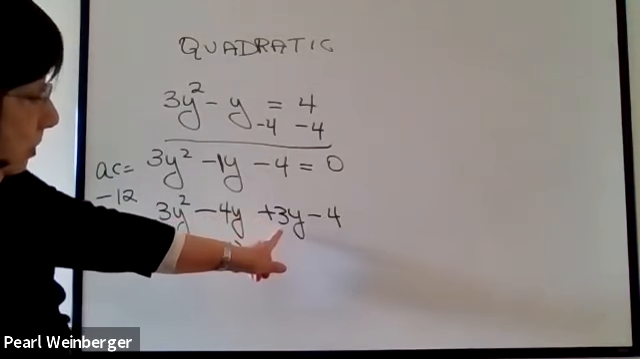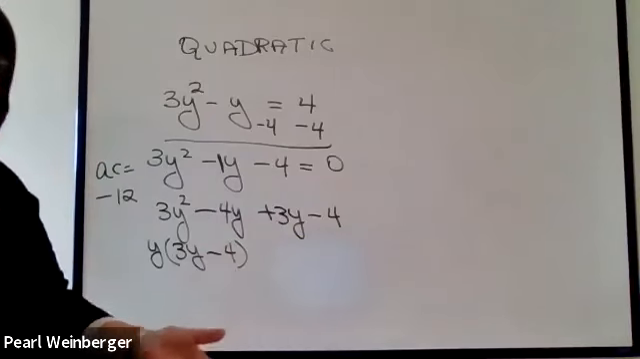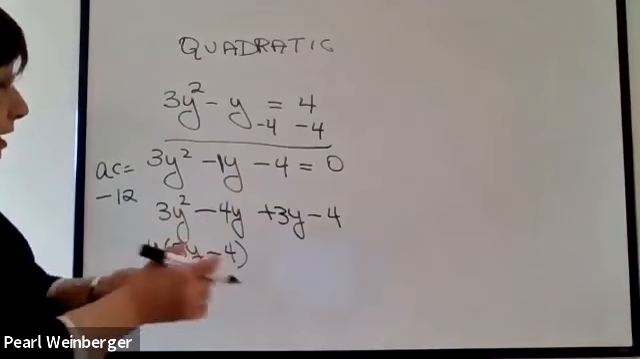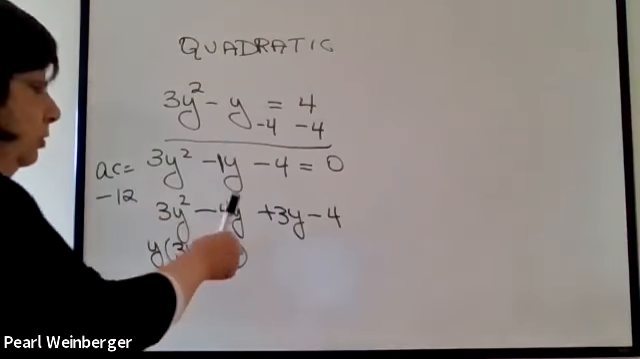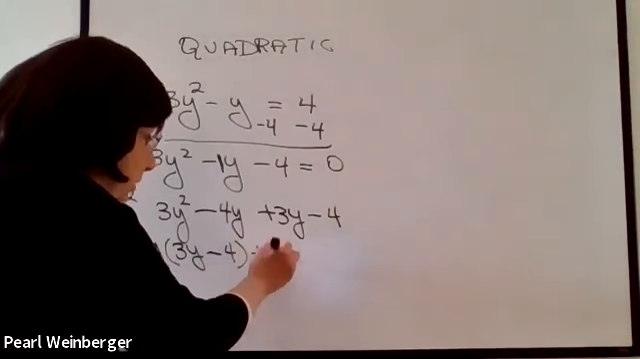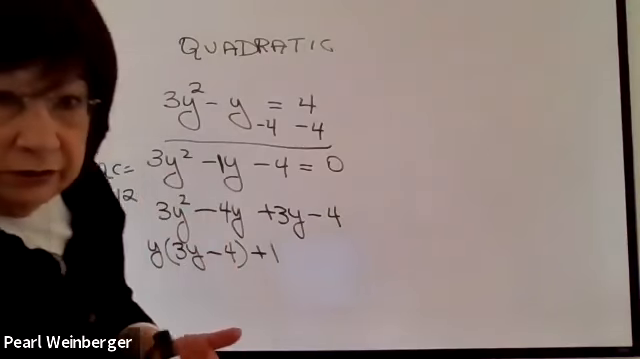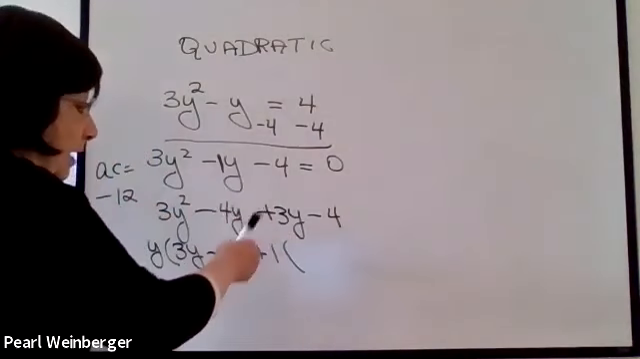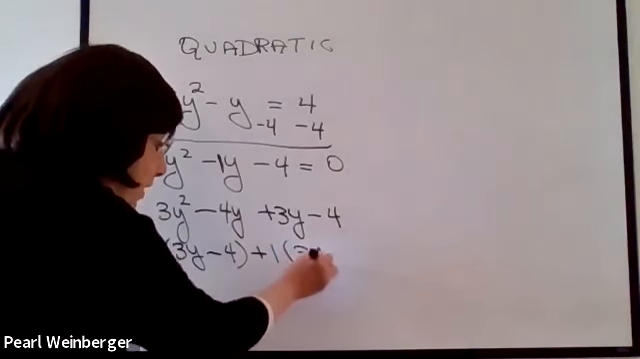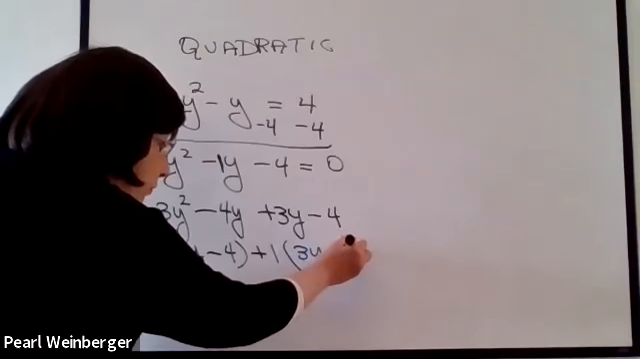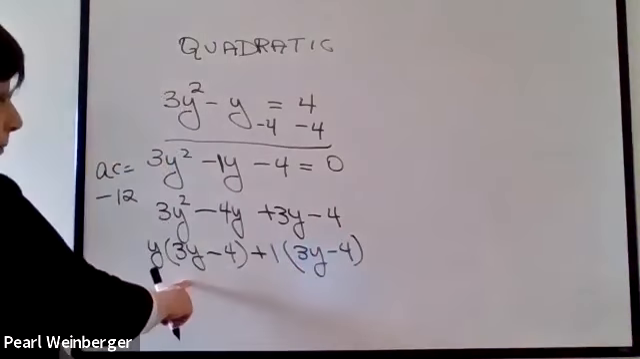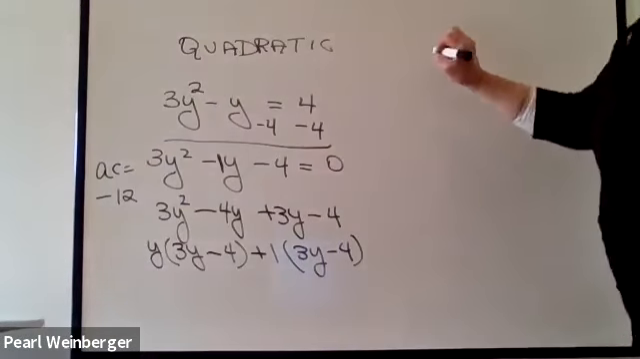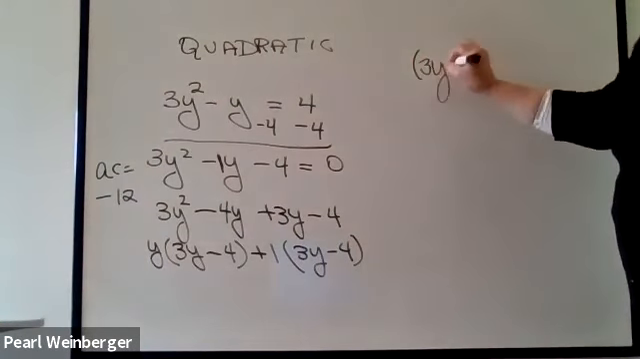In my second group, which is 3y minus 4, there's no common factor. But remember, I can't just leave it blank. I have to have something in front of the next parentheses. So when there's no common factor, I just put a plus 1. Sometimes the common factor is negative 1, but in this case, it's plus 1. You put a plus 1 on the outside. And of course, 1 into 3y gives you 3y, and 1 into negative 4 gives you negative 4. So my common binomial factor ends up being the 3y minus 4.